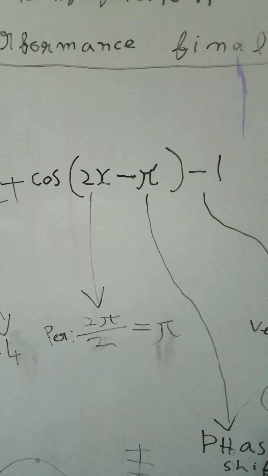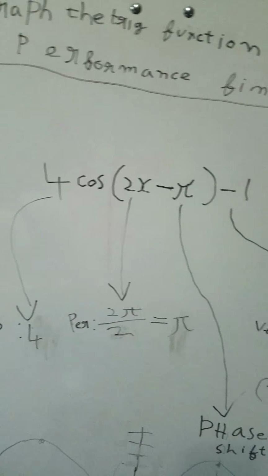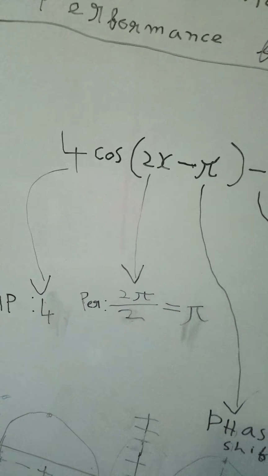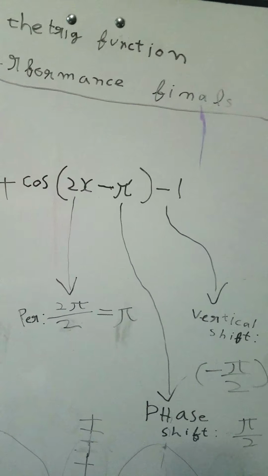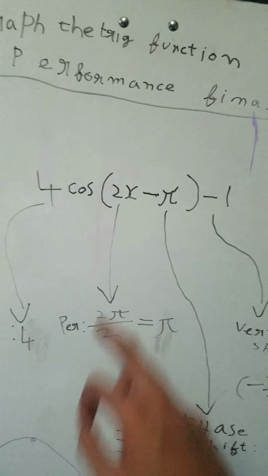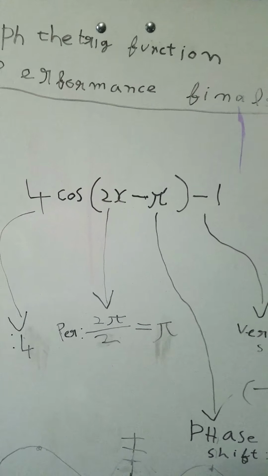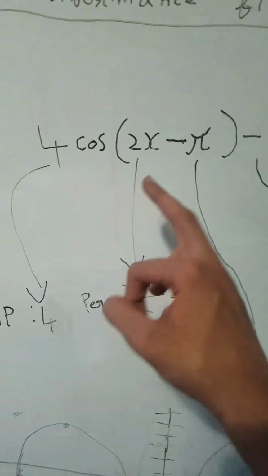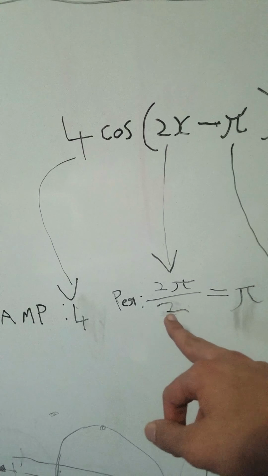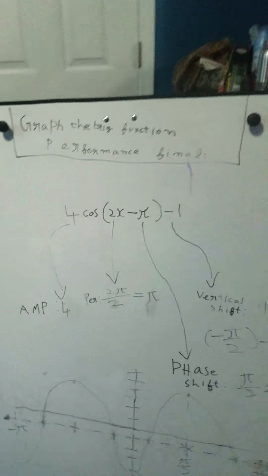Now let's move over to period. Period is pretty easy. You just take the number in front of x and then divide 2 pi over it. So 2 is over here, 2 pi over 2 equals pi. Now what can I do with period? Period is pretty easy.